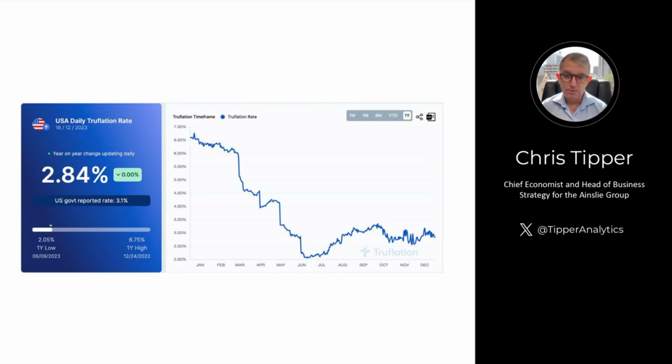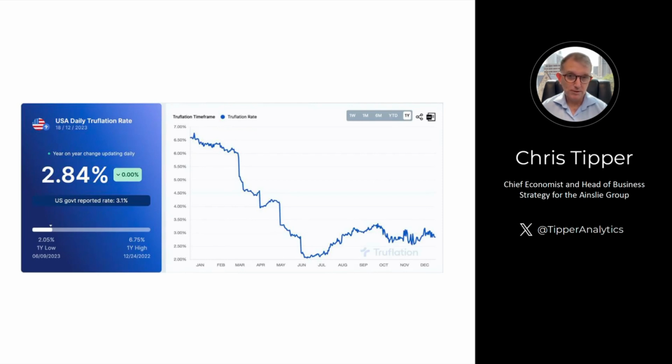Now, I think we really nailed this earlier in the year, where we were saying we expected inflation to come down when a lot of people were calling for much higher. You can see the government reported rate's currently 3.1. On the more accurate metrics we're using here, it's about 2.84. But you can see it's really quite stable and flat. There's not been any massive momentum behind inflation picking up again, despite what a lot of people will tell you commentating in the market. So yes, we might see it pick up again, but for the moment it's been quite flat.